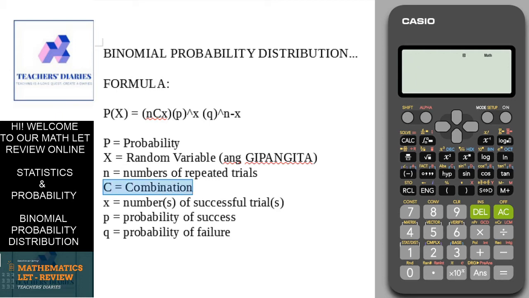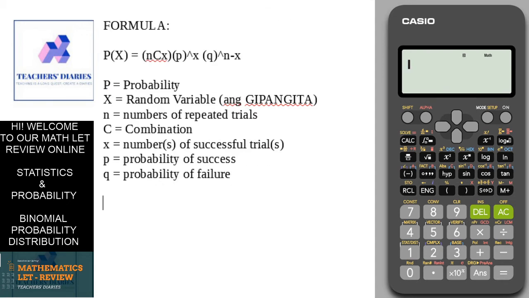C, the combination. Basically, NCX, all of that are the combination formula. So, ini-specify lang natin kung anong meaning ng C. You can look for this one in the calculator. Basically, it's NCR in your calculator. Here in yellow, that is the combination formula, NCR. R is the same with X. Parehas lang yan. Alright. So, small letter x here is the number of successful trials. Then p, the probability of success. Then probability of failure.